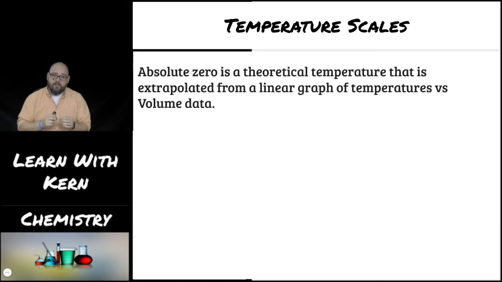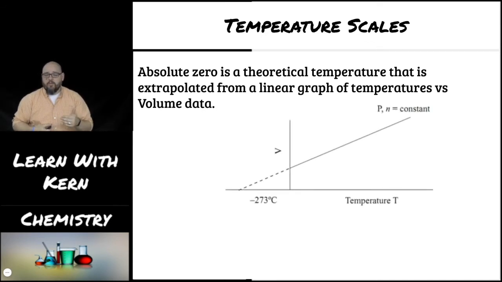So absolute 0, which the Kelvin scale is based off of, is a theoretical temperature that is extrapolated from a linear graph of temperature versus volume. This is how we got the values for the Kelvin scale. If you take a graph of the volume of a gas versus its Celsius temperature, as you decrease the temperature, the volume is going to decrease. All right? And when you get to 0 Celsius, you don't have 0 volume.